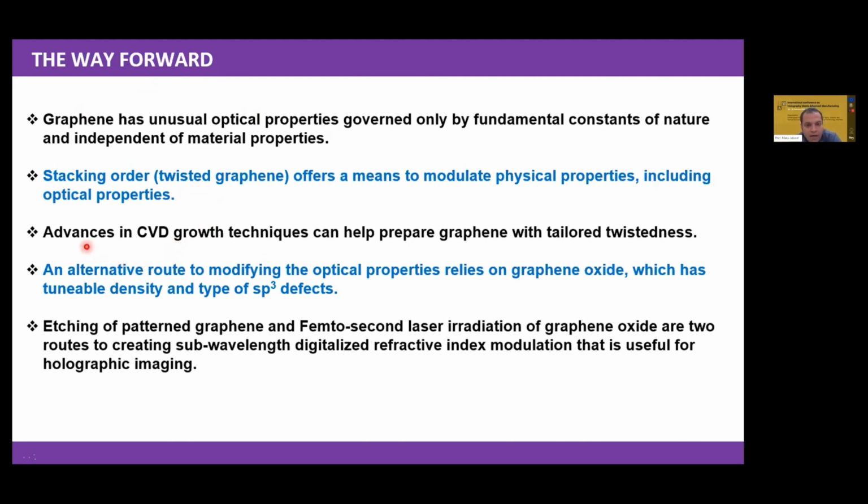And as a large area application, chemical vapor deposition is the route by which one can make graphene with various twisted angles. A completely different route to modify the optical properties relies on graphene oxide. And that has a tunable density and nature of the sp3 defects or oxygen-rich functional groups, whose elimination can change the optical properties. But at the same time, the more drastic change happens by the expulsion of water.